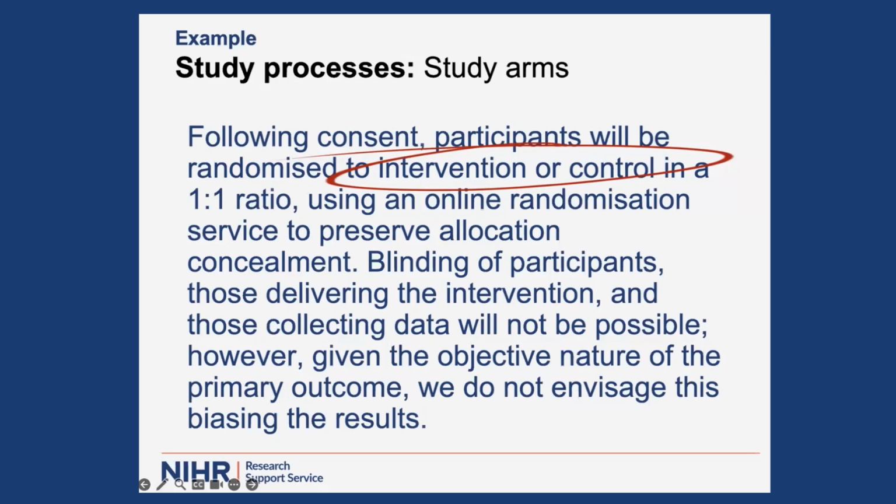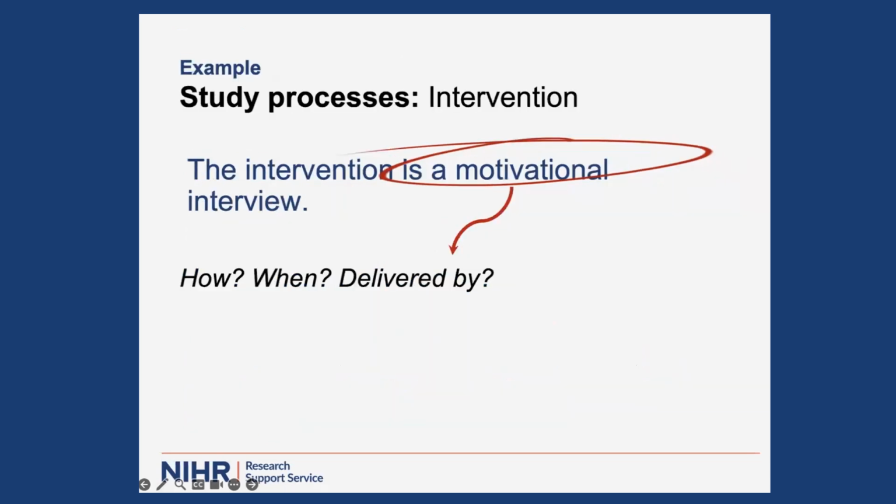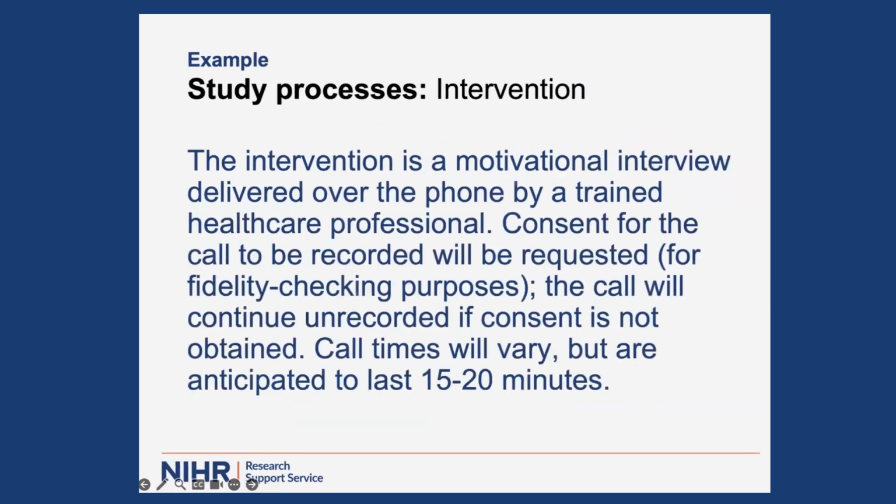So we've mentioned the intervention and the control, and you will need to describe in a bit more detail what each of those are. You can't just assume that a reviewer will know what those things are. So we know that the intervention is a motivational interview, but how does that happen? When does it happen? Who's going to deliver it? So we've got a couple of sentences to describe what that intervention is.